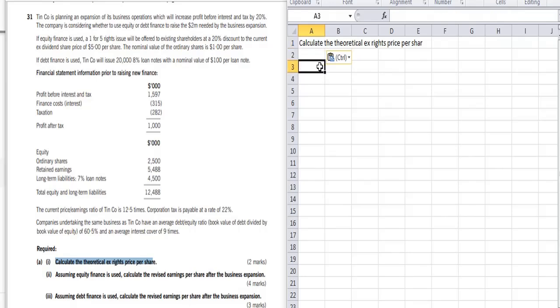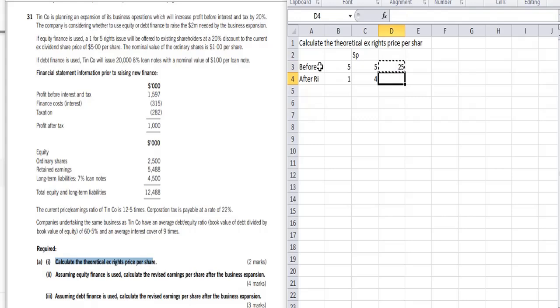If you have been studying FR, you know this method, so I will go through it. What we will do is consider before rights issue and after rights issue. Before the rights issue, the share price was 5, and for every 5 shares they will get 1 rights share. The company has issued the rights issue at a 20% discount, so the rights issue price will be 4.